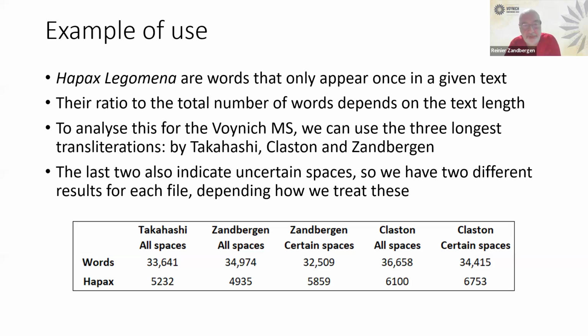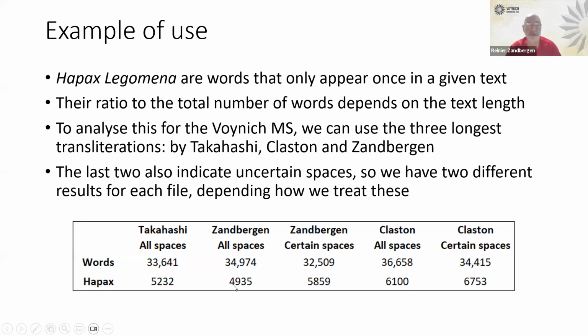So to analyze this for the Voynich manuscript text, I have used the three longest transliterations, the Takahashi, Claston, and my own. And since the last two also indicate spaces that are uncertain, we still have two different options for each, namely to treat the uncertain spaces as spaces or to ignore them. So that gives us 5 different texts, 5 different ways to analyze the hapax. So in the table below, we see for all 5 cases how many words we end up with and how many hapax we end up with in each case.